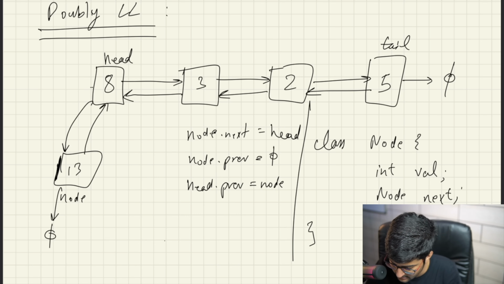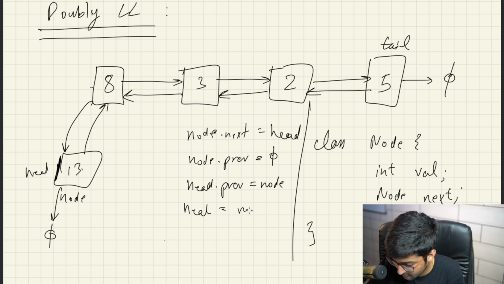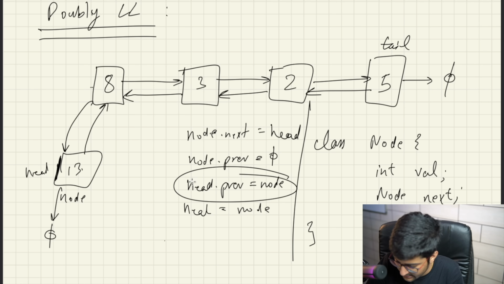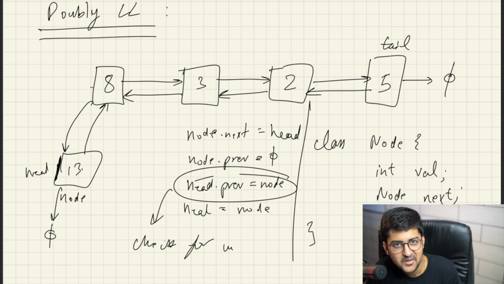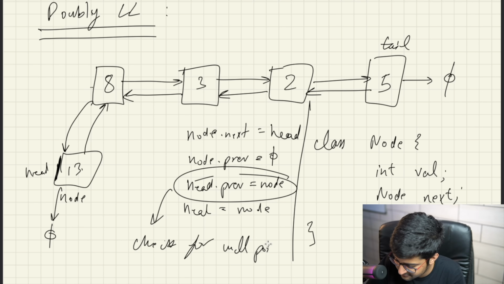What else do we need? Now this is the first node, the 13th one, so this should be head. So head should be equal to node. Here we need to check for null pointer exception. If this is the first node you're inserting and you do head dot previous, it will give you an error, because what is the previous of head by default? What if head is null itself and you do null dot previous? Error, null pointer. Check for null pointer.